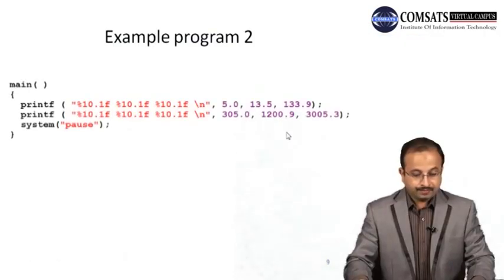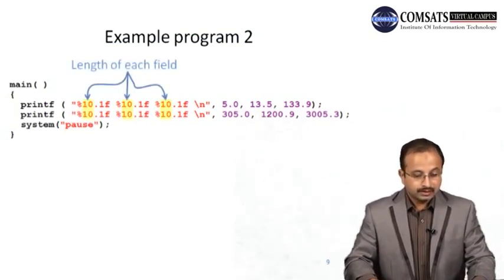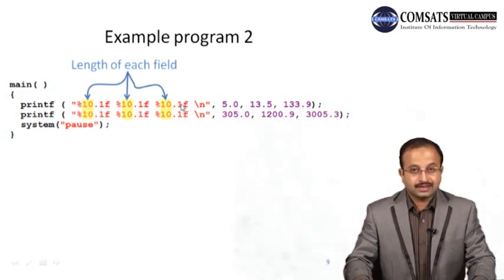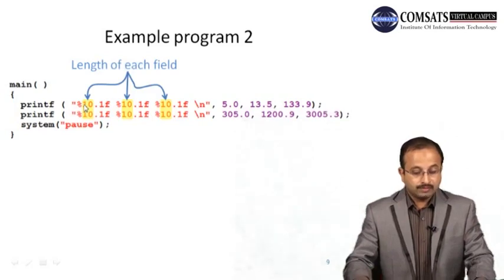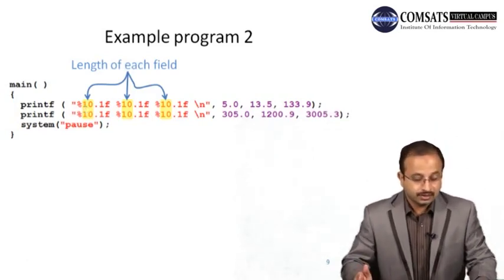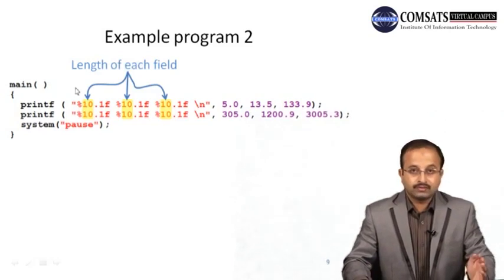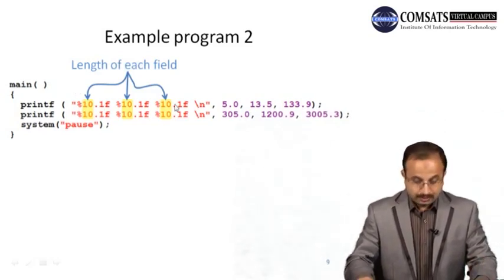Another example, now we are, here we have the length of each field. So this 10 specify the length of each field. एक field की length क्या होनी चाहिए, that is 10. So इस value की length क्या होगी, 10. Second value की length 10 होगी, third value की length 10 होगी. And there is no negative sign, so the values are right justify, ठीक है. So कहीं पर negative sign नहीं है, so the values are right justify. If there is a negative sign, then the values will be left justify.